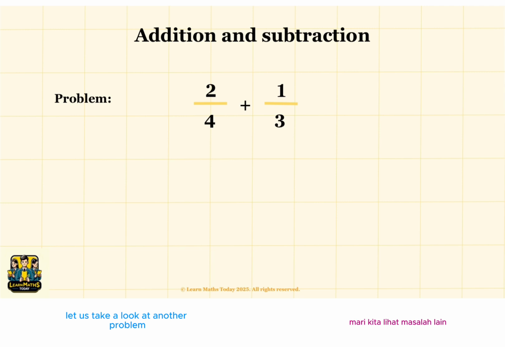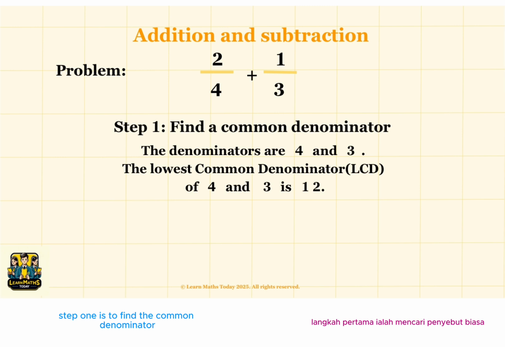Let us take a look at another problem. 2 over 4 plus 1 over 3. Step 1 is to find the common denominator. The denominators are 4 and 3, and therefore the LCD is 12.